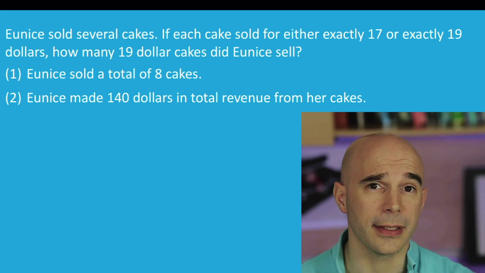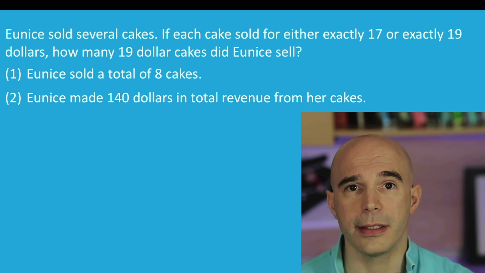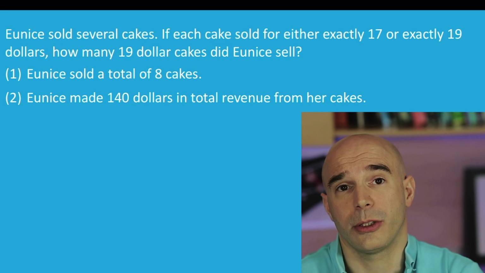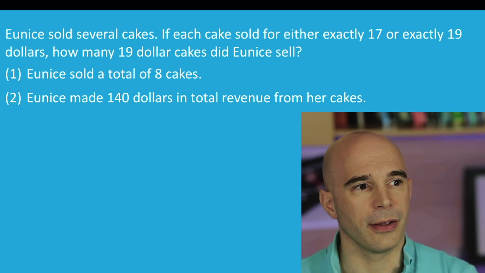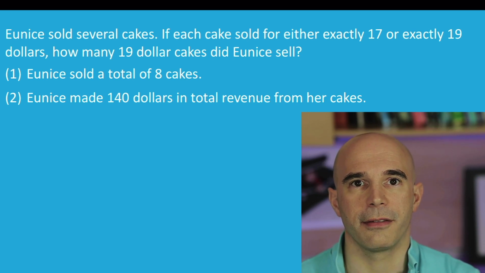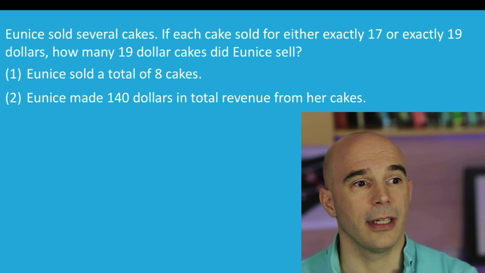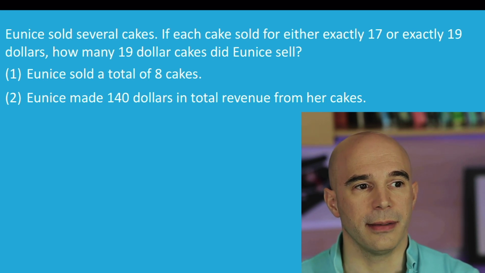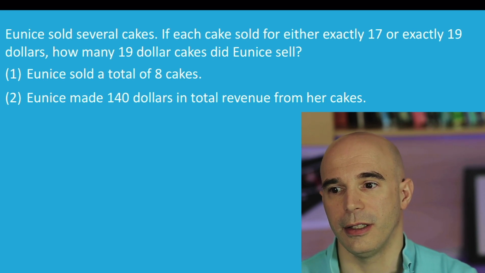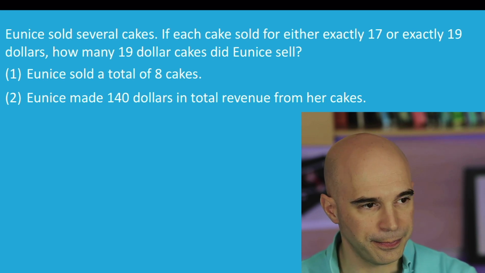If we combine the statements, we know exactly how many cakes there are, and we find some solution to the question. There has to be at least one solution. I hope everybody realizes that. The information they provide never lies. So there is a solution such that some number times 17 plus some number times 19 equals 140, where the total number of cakes is 8. There has to be a solution, otherwise somebody's lying.